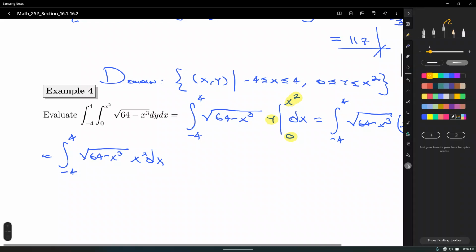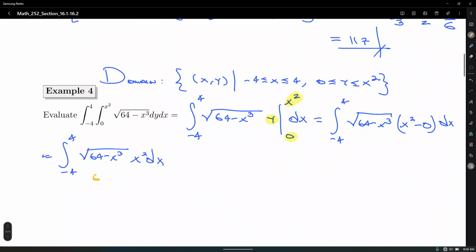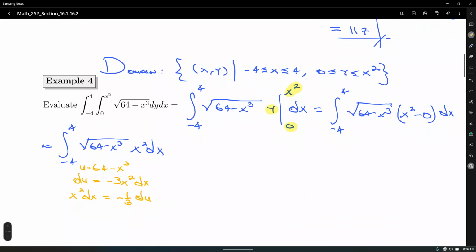So let me change. Let's do u equals 64 minus x cubed. du equals, what's that? -3x squared dx, where x squared dx equals -1/3 du. All right? I will also change the limits of integration, and in this case, for this particular function, you might want to do it because you don't want to back substitute with these radicals and then write a lot. You'll see how this will simplify a lot of our work.